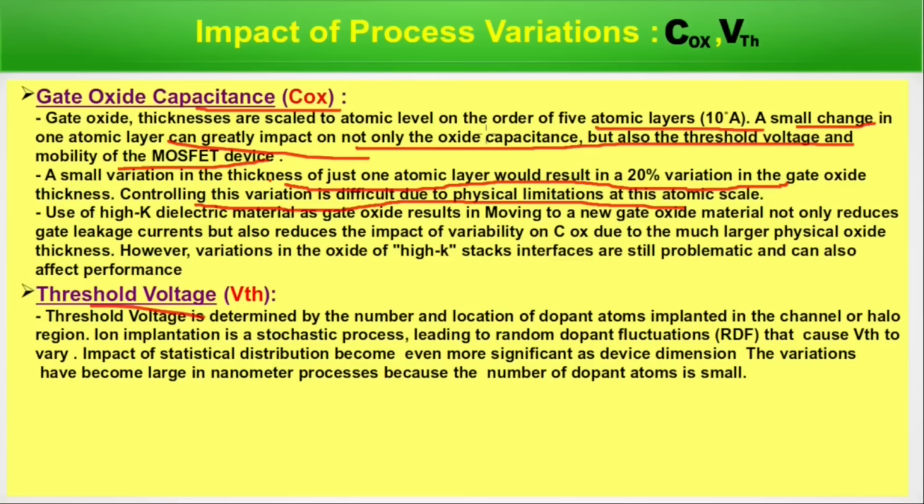In state of the art or nanometric devices, this impact of variation is significant because device dimensions are already reduced. Gate oxide thickness has scaled to 5 atomic layers, that is 10 angstrom. A small variation in thickness of one atomic layer results in 20% variation. So that's a huge impact. Now use of high-K dielectric material as gate oxide, moving to a new gate oxide material, not only reduces gate leakage current but also reduces the impact of variability on COX due to much larger physical oxide thickness.